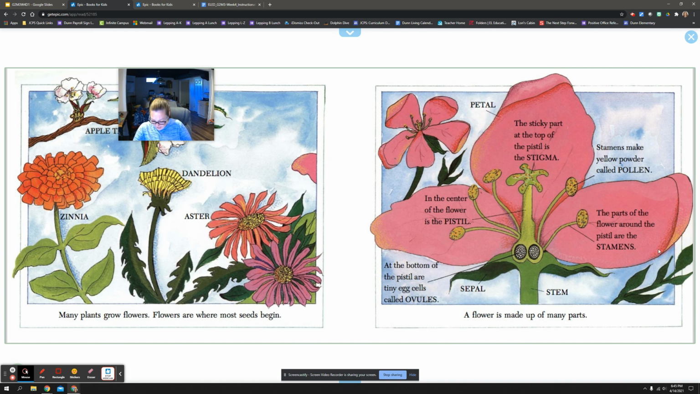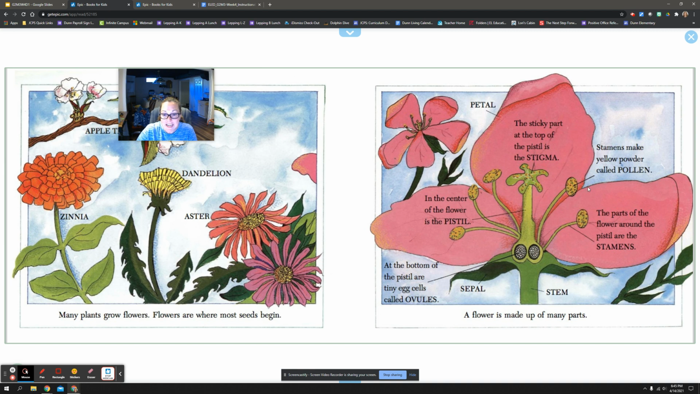So we have the petal, which is kind of leafy, isn't it? It's the flower petal, and it's one of the separate leaves that form the outer part of a flower head. And they're usually a different color from the plant's other leaves.